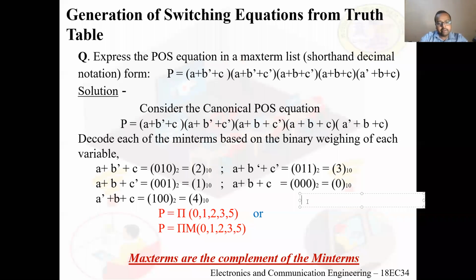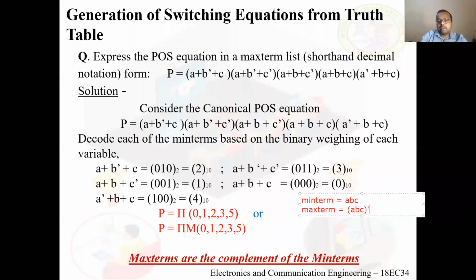If I have a min term, and I want to get the max term equivalent of that min term, take an example, it is written as maybe A, B, and C. So what is the max term for this one? How do you get the max term? As I said here, max term is nothing but the complement of the min term. A, B, C. Take the complement of that.